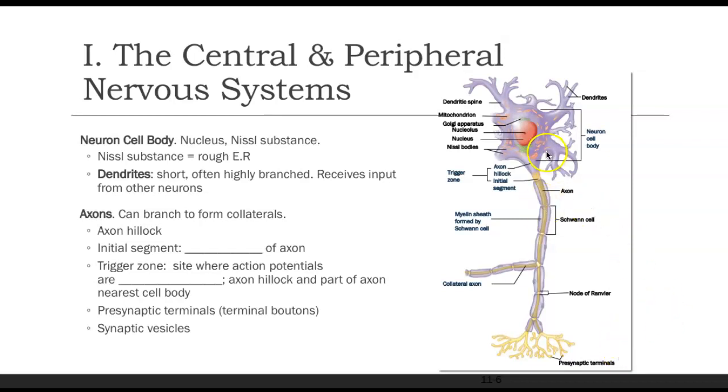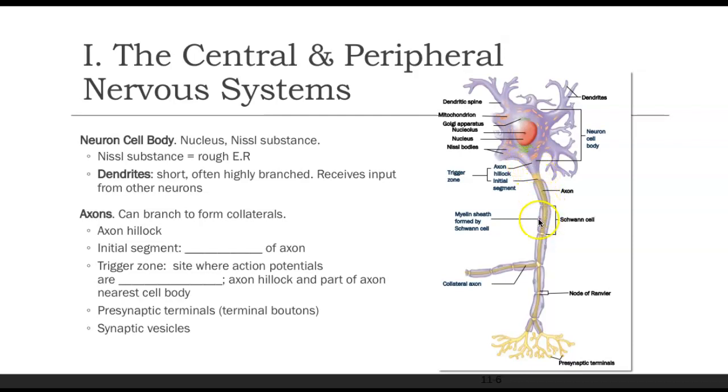So we see our neuron cell body here, and it is going to consist of an actual cell nucleus here, and then we have something called Nissl substance. This is the nerve cell's rough endoplasmic reticulum. And then extending out of the cell body, of course, we mentioned these dendrites. These are short, and you could see they're highly branched, and they're going to receive the input from other neurons to transmit information down this axon.